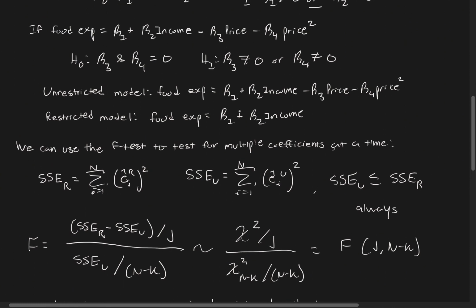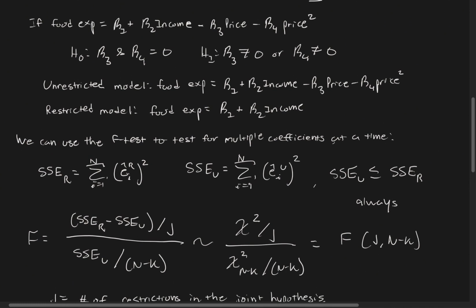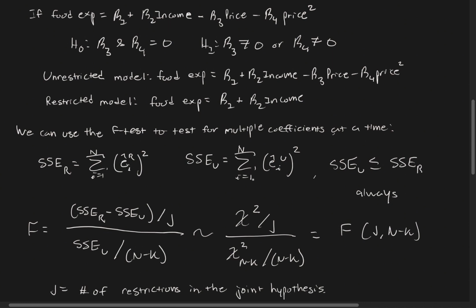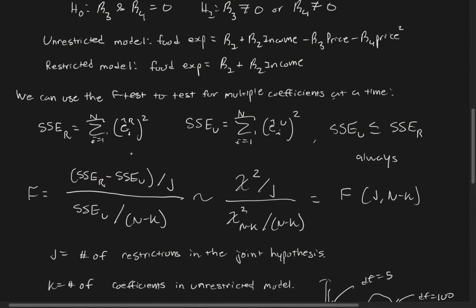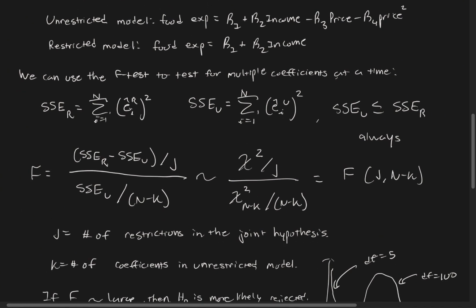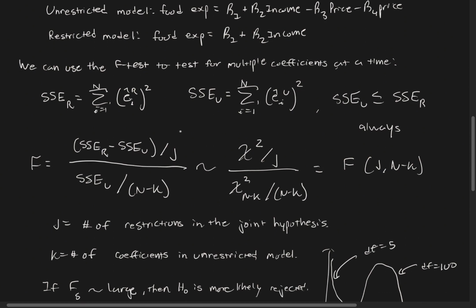And so because we make two different models, we're essentially creating two different regression functions, and so we create two different sums of squared errors as well. R is short for restricted and U is short for unrestricted. We'll denote that in our squared errors as well: error hat i R squared, and then error hat i U squared.